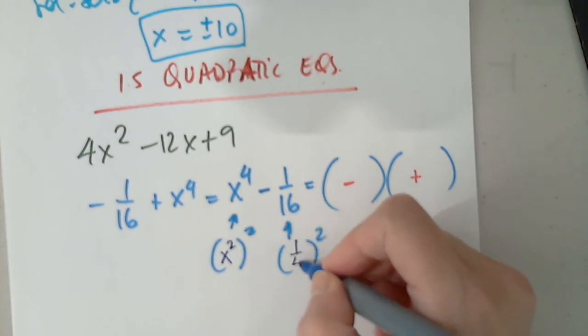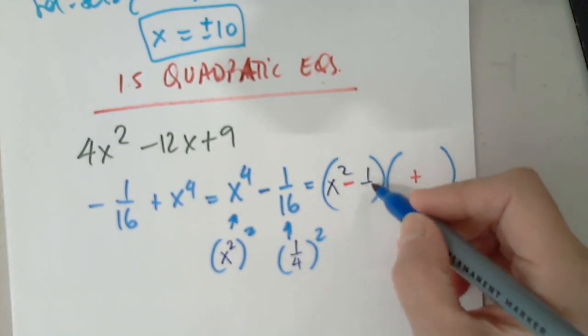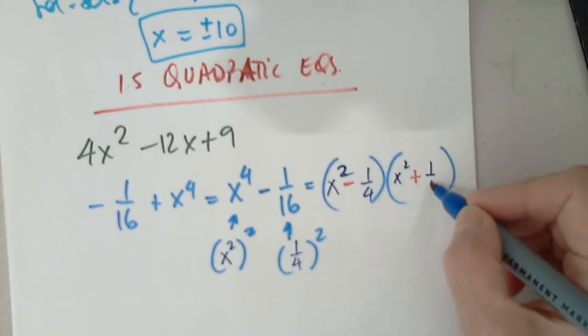X squared and 1 over 4. Correct. Very good. X squared, 1 over 4.